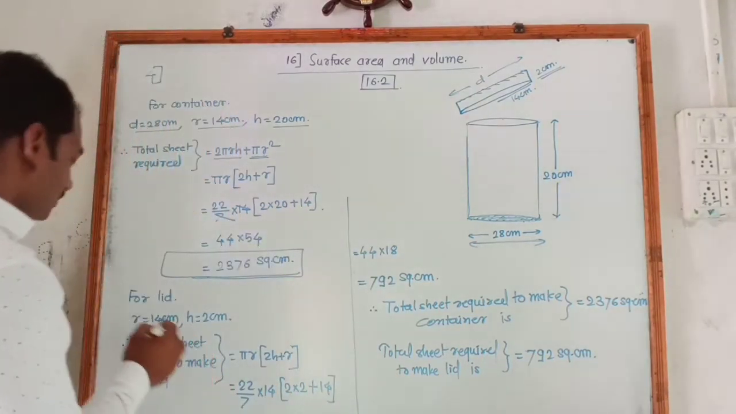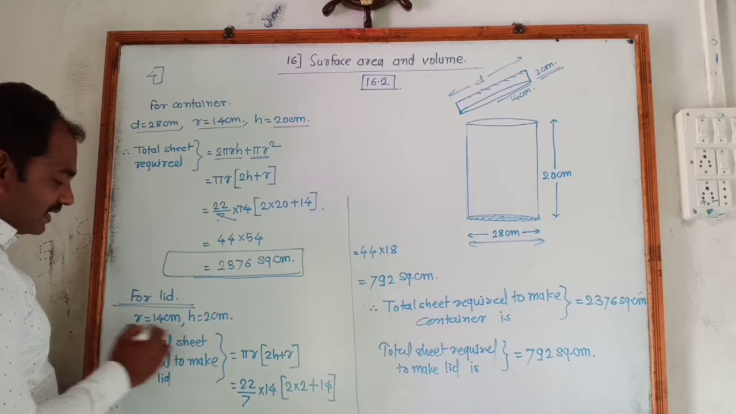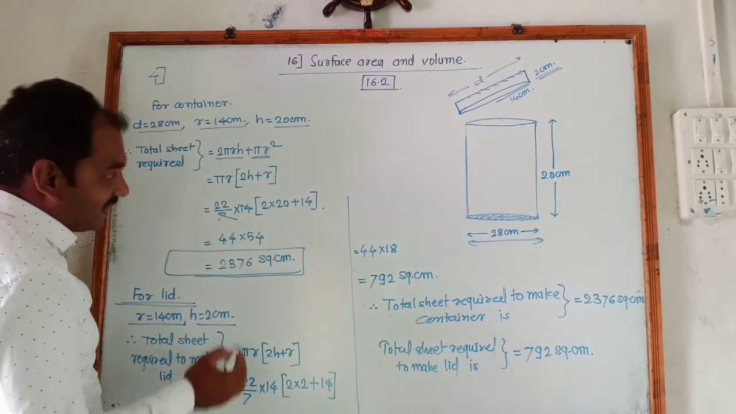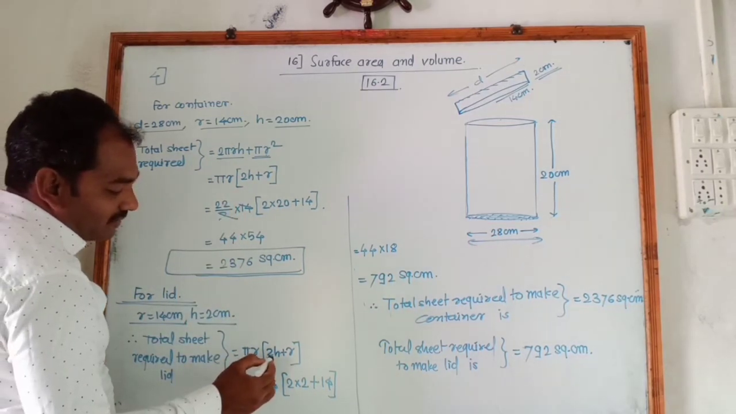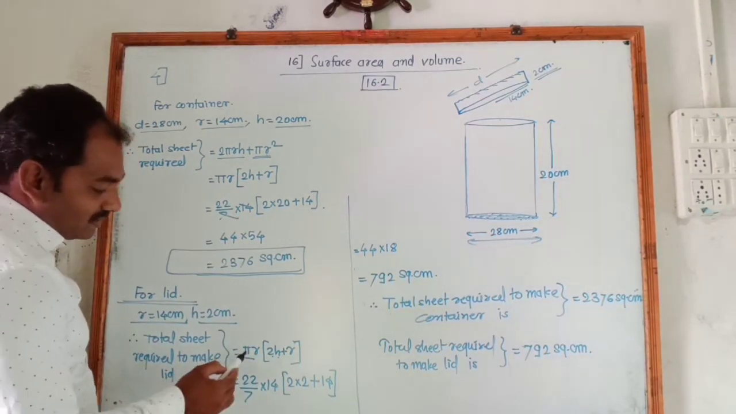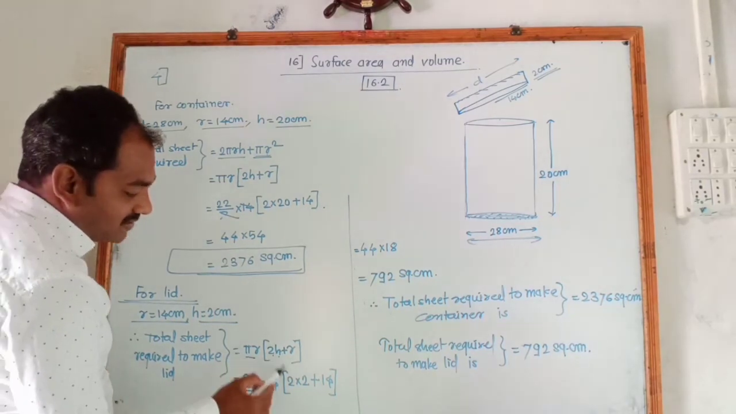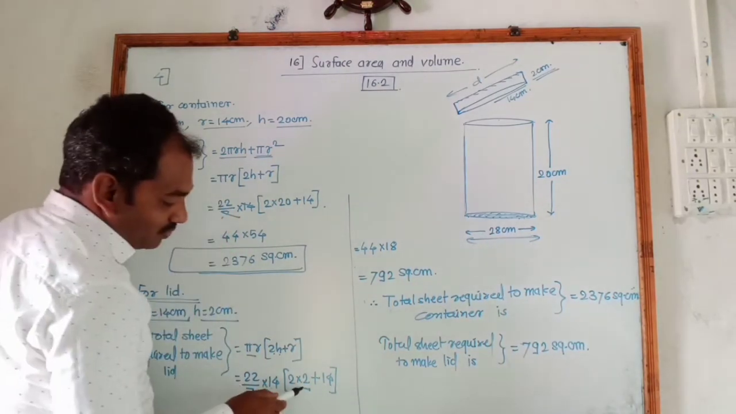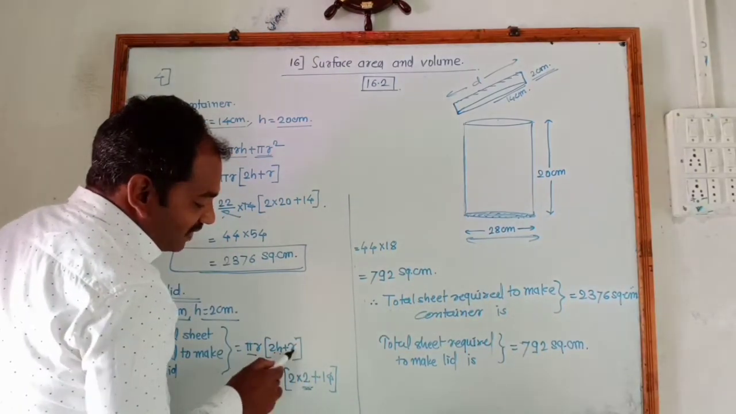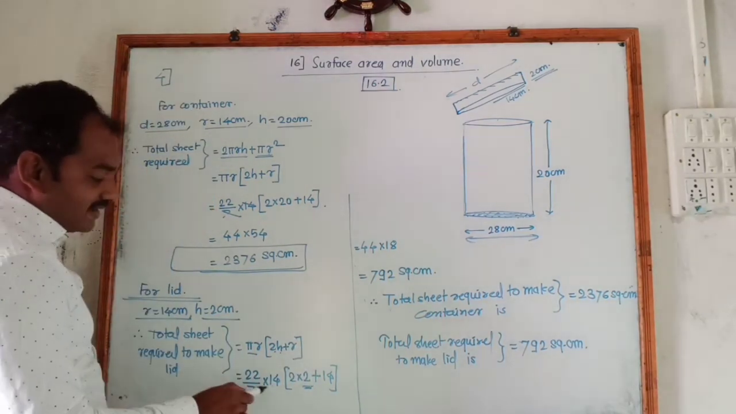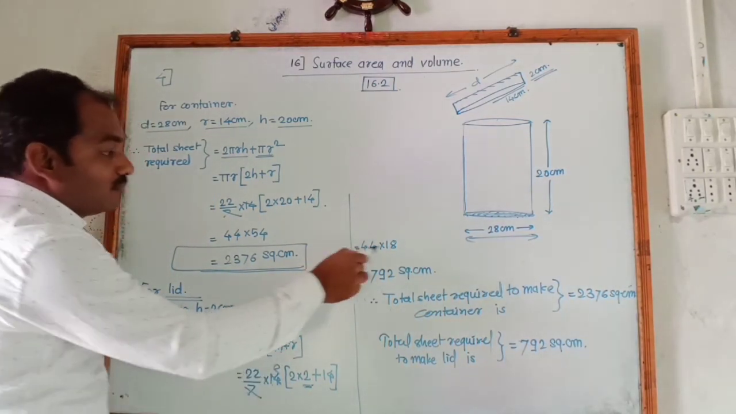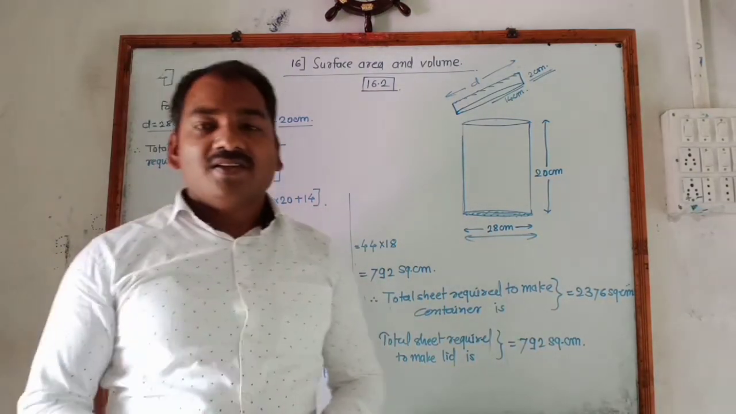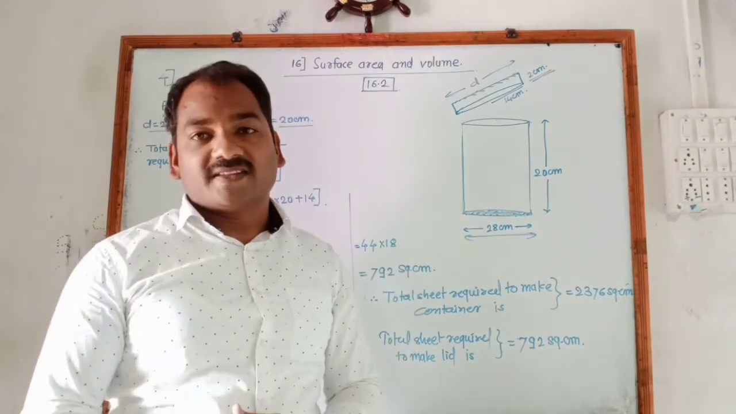So for the lid, r is 14, h is 2 centimeter. So total sheet required to make the lid is again the same formula, pi r into bracket twice h plus r. Now here 22 by 7, r is 14, h is 2 centimeter. Remember, h is different here from the above example. So there is 2 here and r is 14. We put the values, we cancel this. 2 into 22, that is 44. This bracket is 18 and 792 square centimeter sheet is required to make the lid for this container.